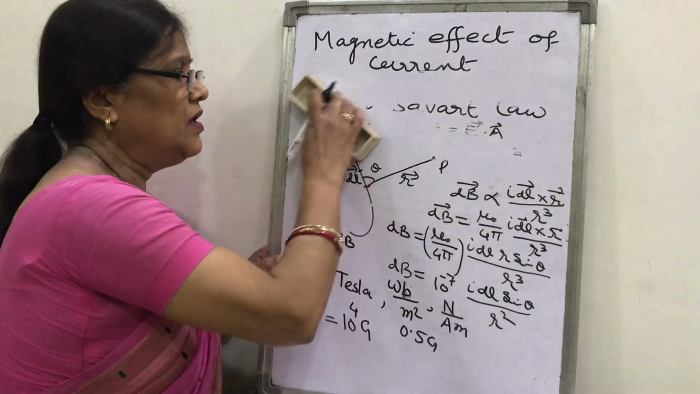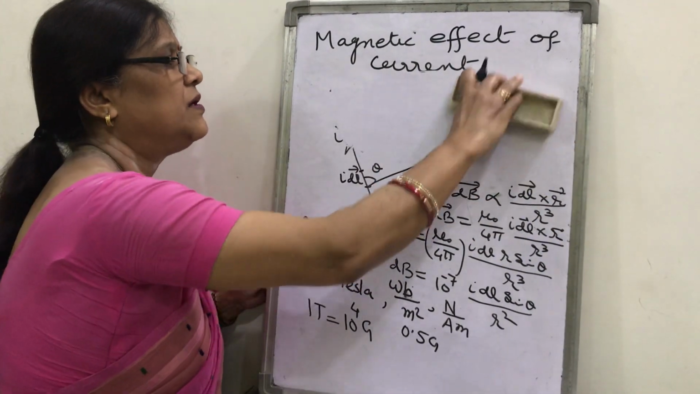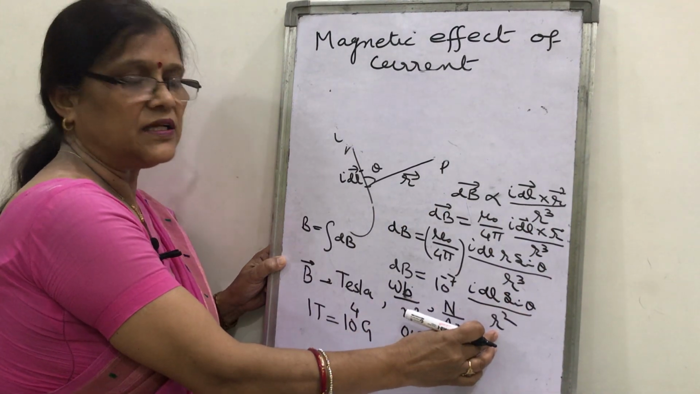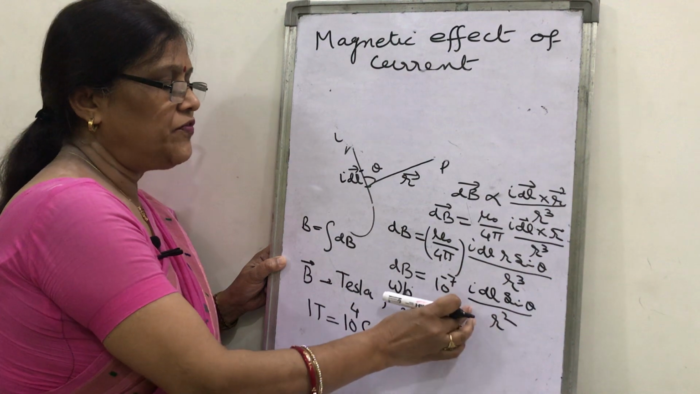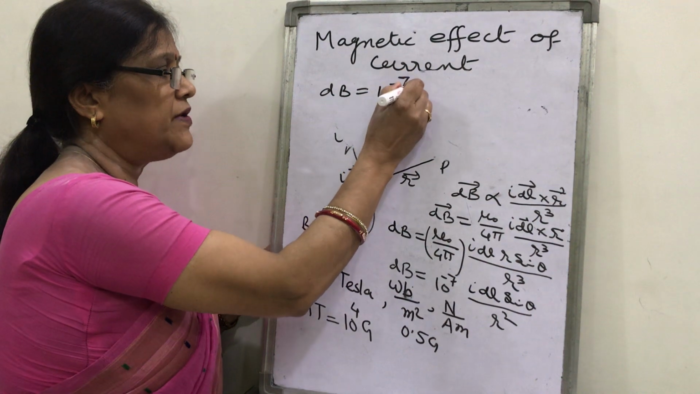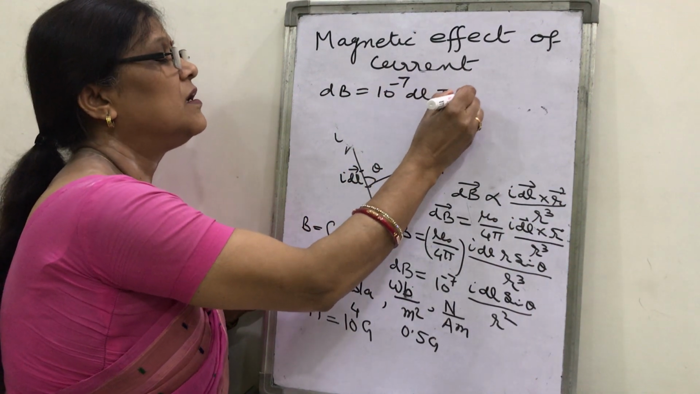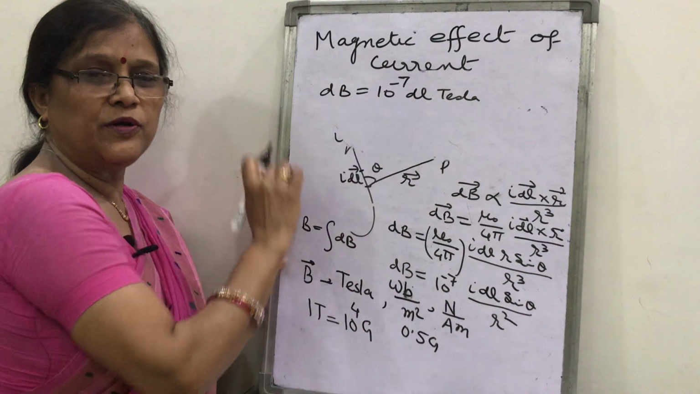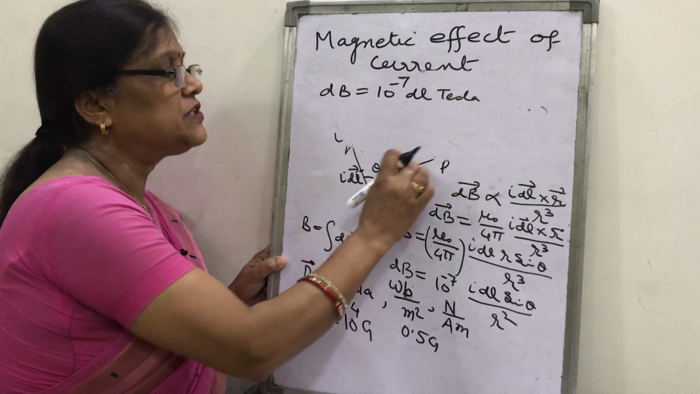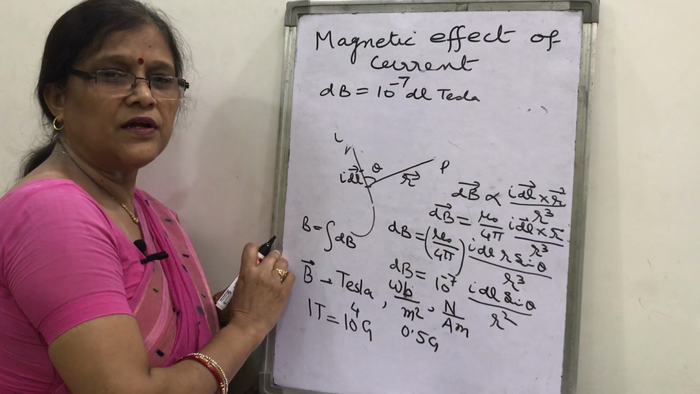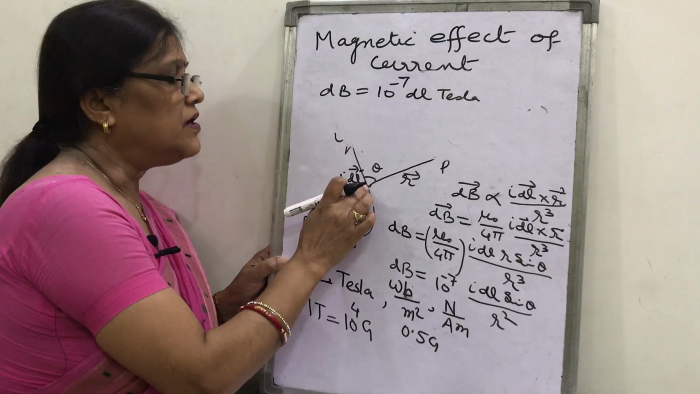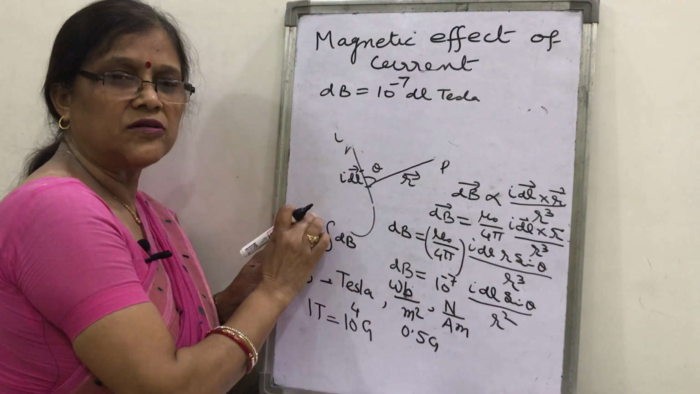You have dB equal to 10 to the power minus 7 IDL sine theta upon r square. So if dB is 10 to the power minus 7 Tesla, this magnetic field will be produced around a dl length of current carrying conductor at a distance of 1 meter and perpendicular to the plane containing dl and r.